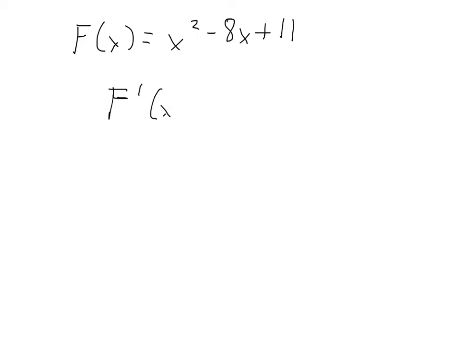Number 6, the position function f of x, which is x squared minus 8x plus 11, and they're asking for the instantaneous rate of change of f. To find the instantaneous rate of change, that's the derivative. F prime of x is 2x minus 8. That is the entire thing.